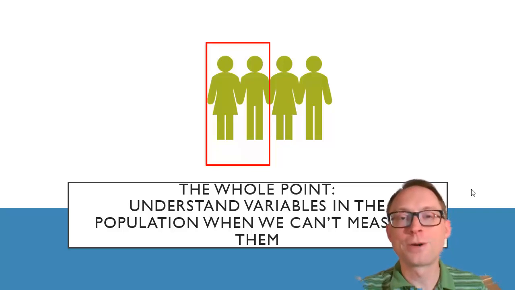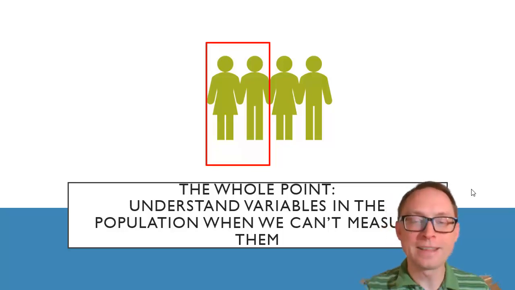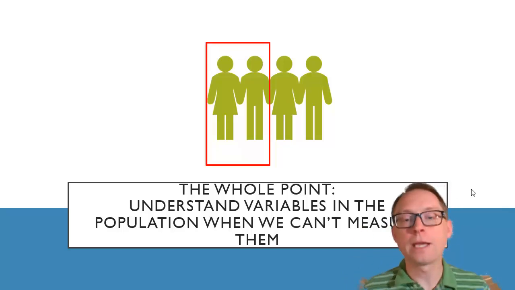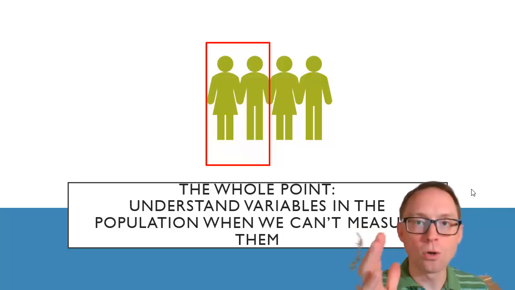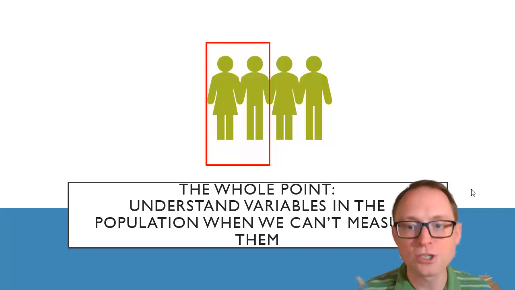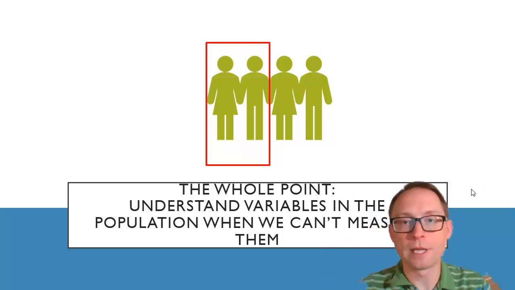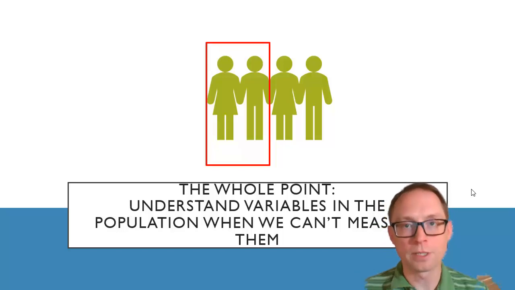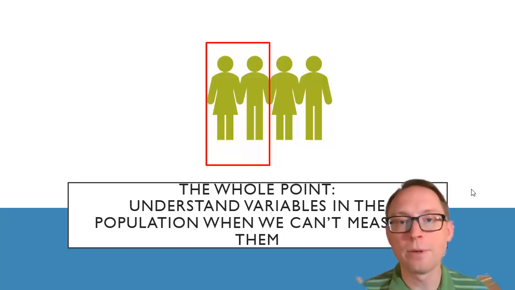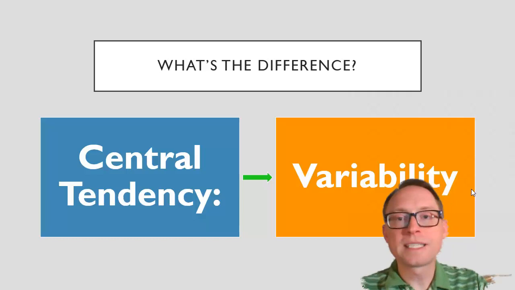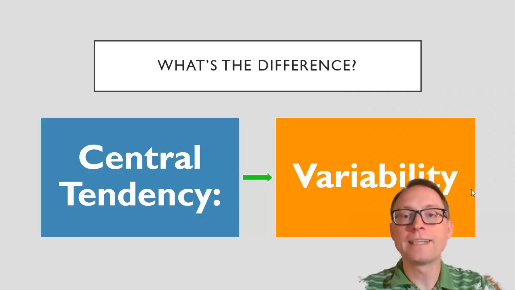However, we need to remember that this is all based on the idea that the whole point of this class is to take information from a sample and apply it to a population. Our goal is to understand the population, right? Understanding variables in the population. When we can't measure the whole population, we can only measure the sample. So our entire purpose is to take information from a sample and try and see if it is applying to a population.